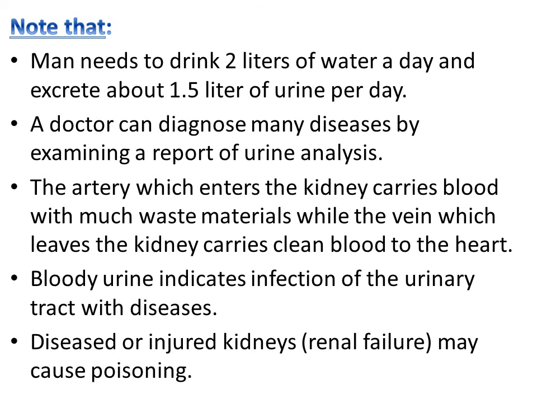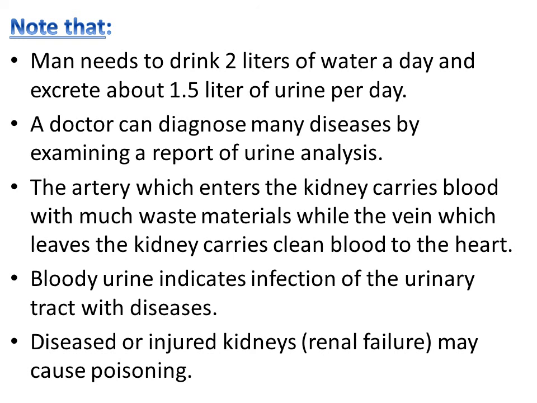Point number 4, bloody urine indicates infection of the urinary tract with disease. It's saying that when any urine goes down into the toilet and there is blood in it, this means that I have a problem in my urinary system. This means that there's an infection, there's a disease, there is a problem somewhere in the urinary system, because normally no blood passes with the urine.